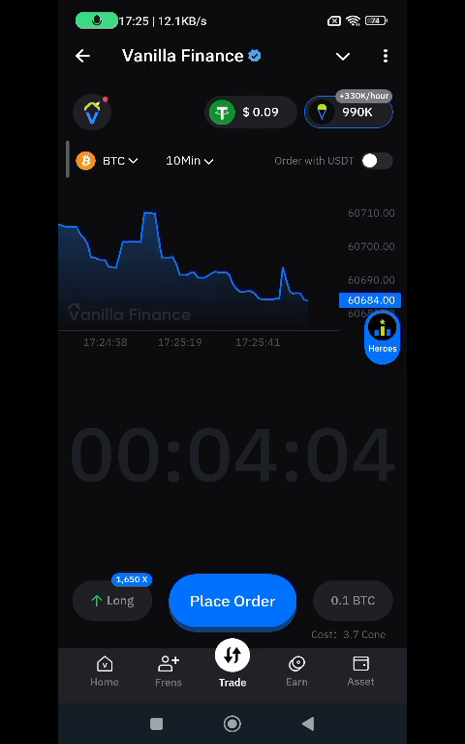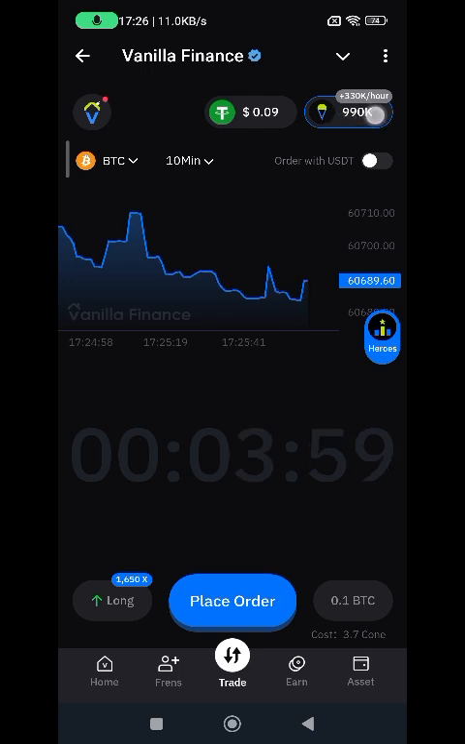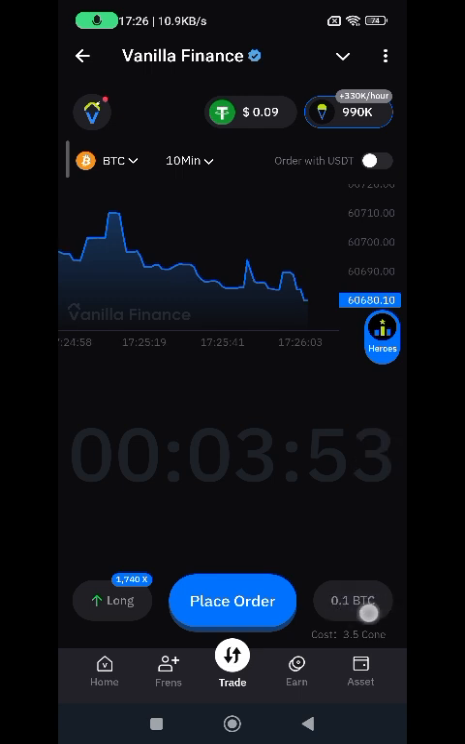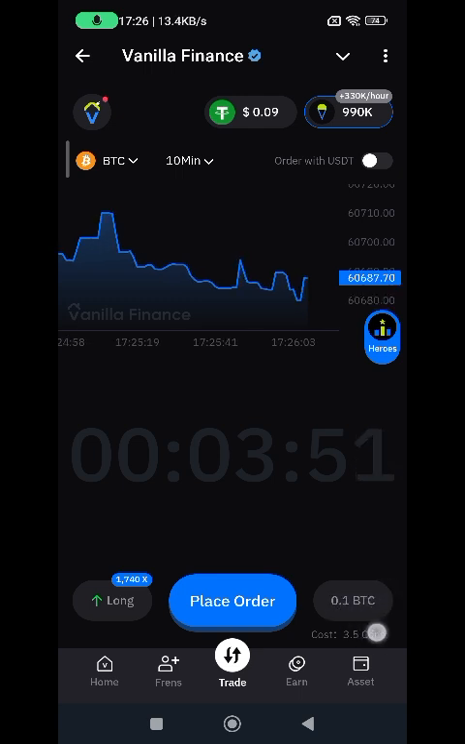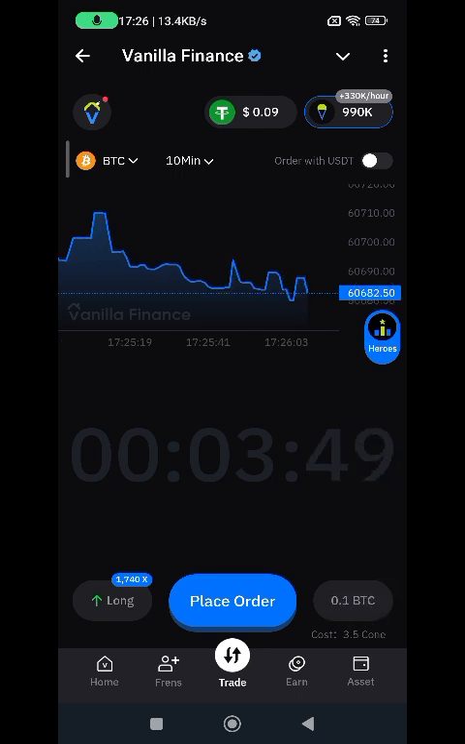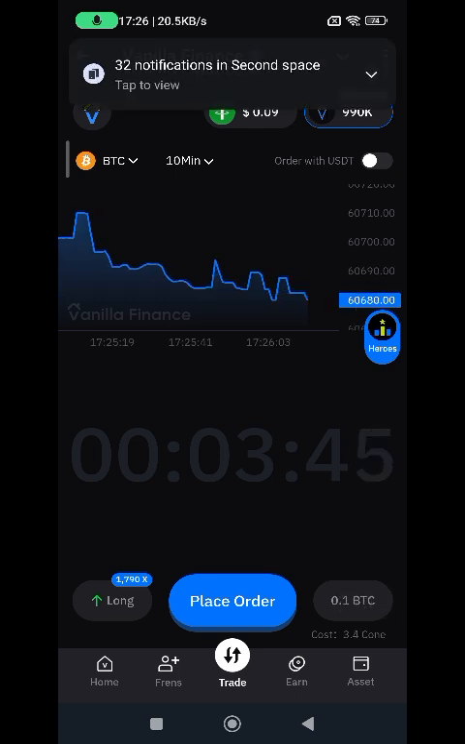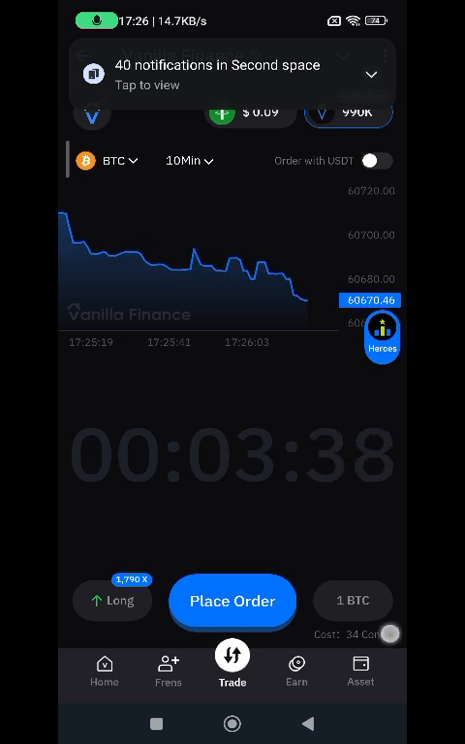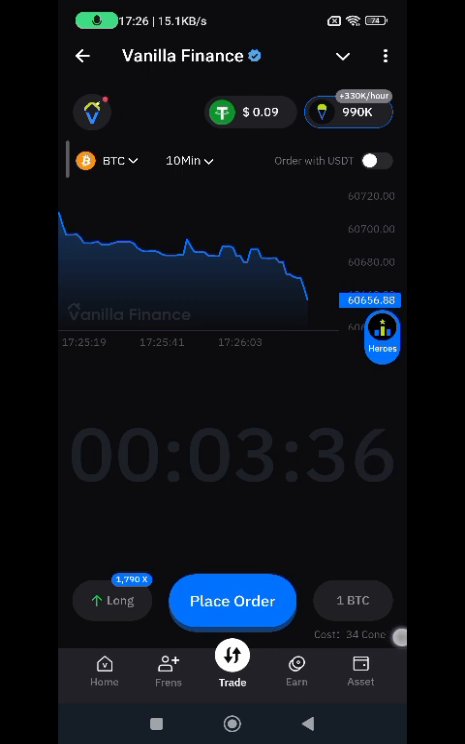All right. Now, currently I have about 990,000 coins, and for me to access 0.1 BTC is going to cost me 3.5 coins. If I tap on 0.1 BTC, it would increase to 1 Bitcoin. So let's do that. Now, at 1 Bitcoin, for me to be able to access 1 Bitcoin in coins, I would need to pay 34 coins.